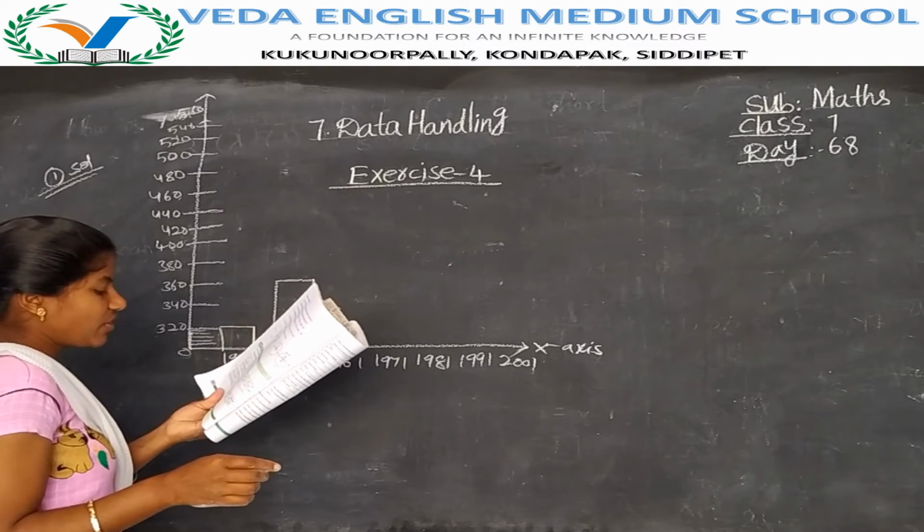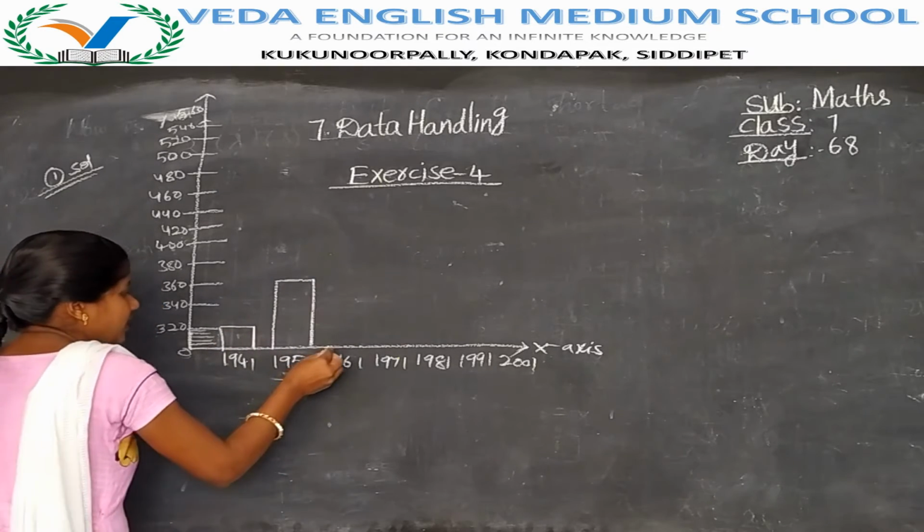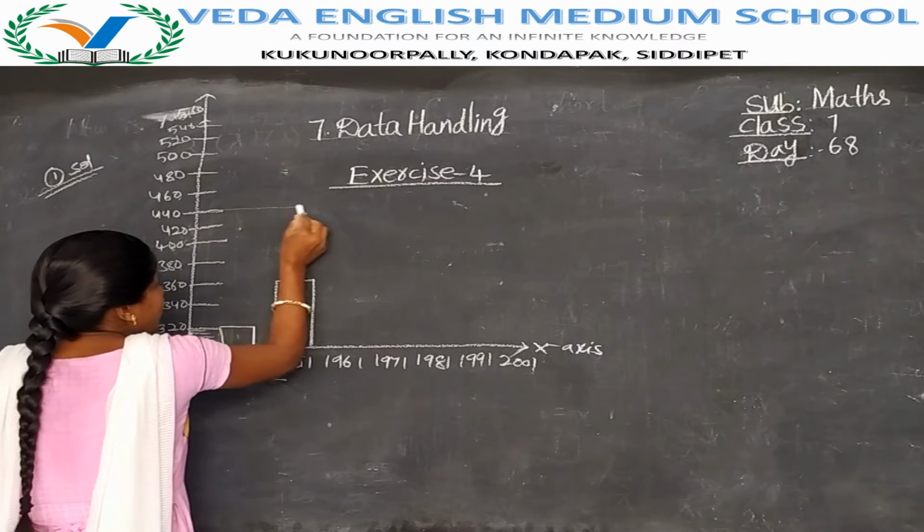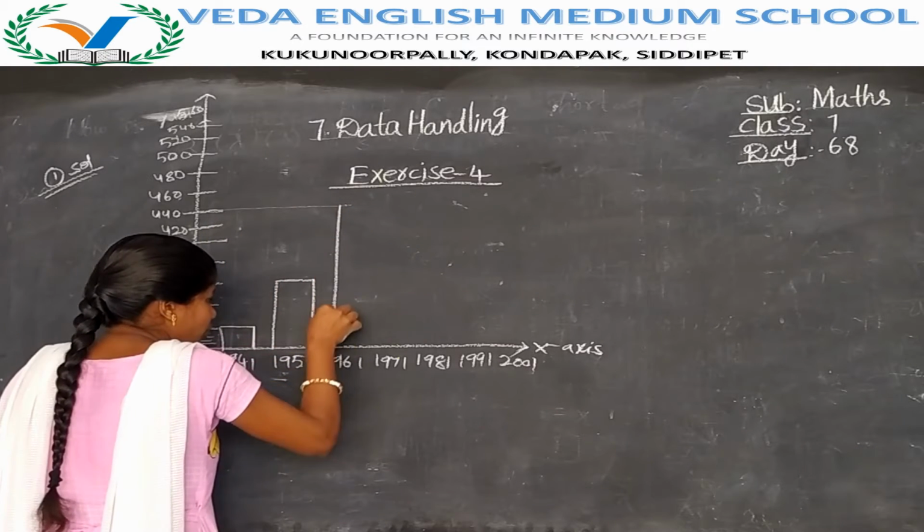Then in 1961 the population is 440. Here we have 440. So draw 440 like this.